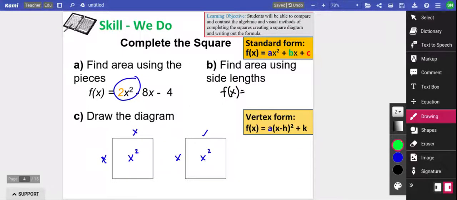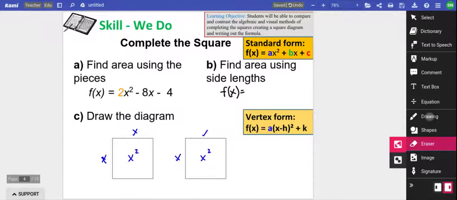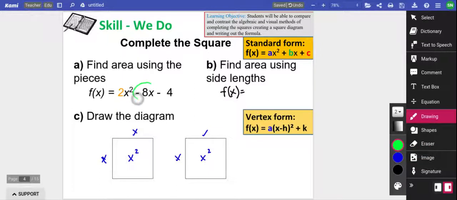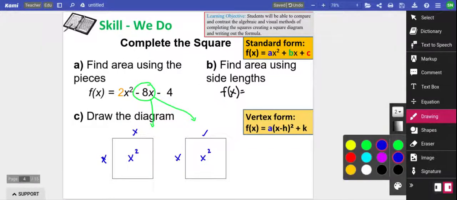We then move on to the rectangles. We have negative 8x right here. That tells us how many rectangles we have. We have to divide it up evenly into the two squares that we have. So negative 8x. How do I draw a negative rectangle? Well, I draw a regular rectangle and I put a negative number as the area. And so dividing this evenly gets us negative 4x, negative 4x.